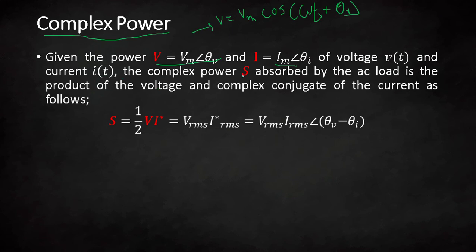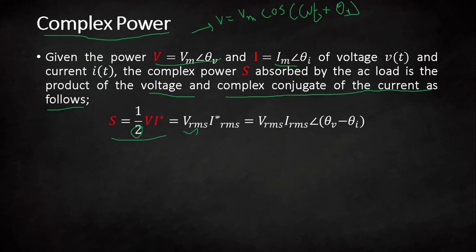So the complex power S absorbed by any AC load is the product of the voltage and the complex conjugate of the current, as follows: S is equal to 1 by 2 V I conjugate. This 1 by 2 is because we are representing the voltage and current phasors in terms of RMS values. Here you can see V RMS multiplied by I RMS conjugate.